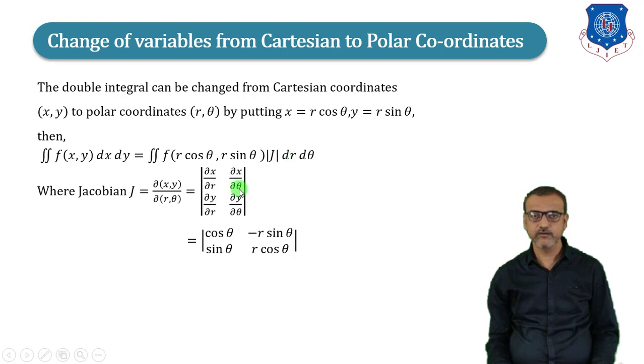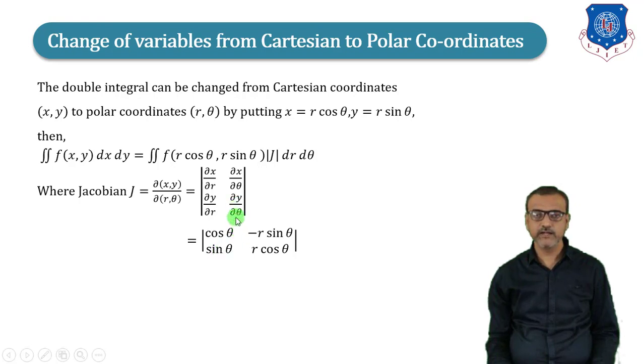Now we will find del x by del theta, that is the partial derivative of x with respect to theta, keeping r constant. So r is constant and the derivative of cos theta is minus sin theta. So del x by del theta is minus r sin theta. Now we will find del y by del r, that is the partial derivative of y with respect to r. Keeping theta constant, sin theta stays as it is, and the derivative of r with respect to r is 1. So del y by del r is equal to sin theta.